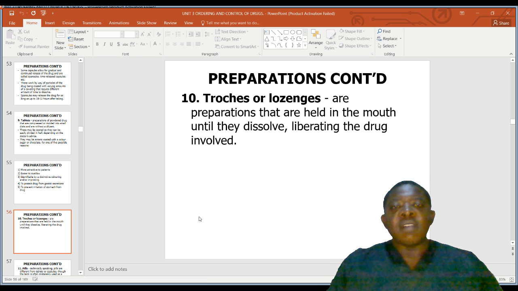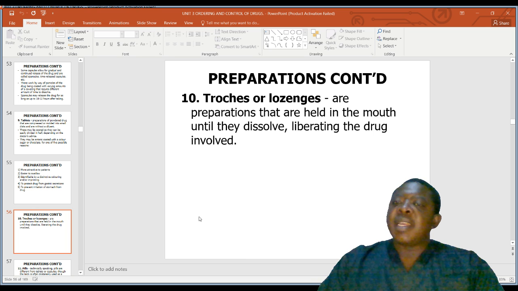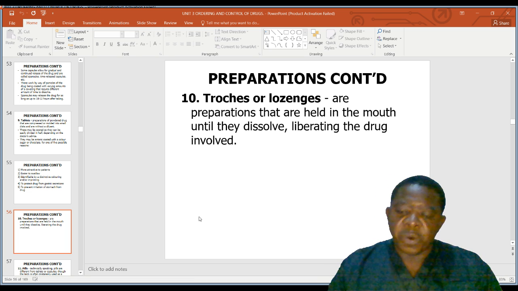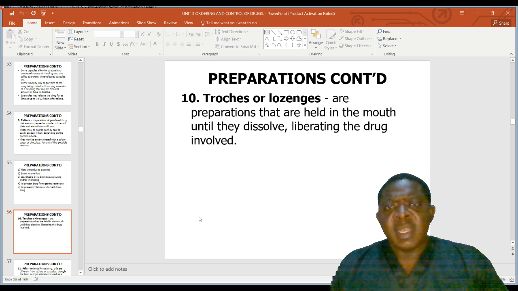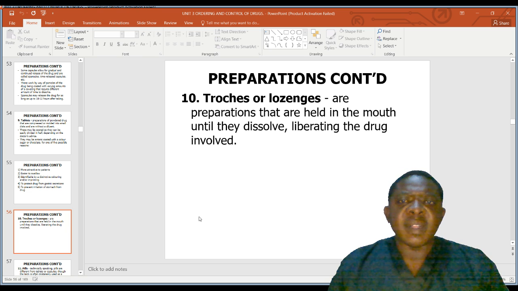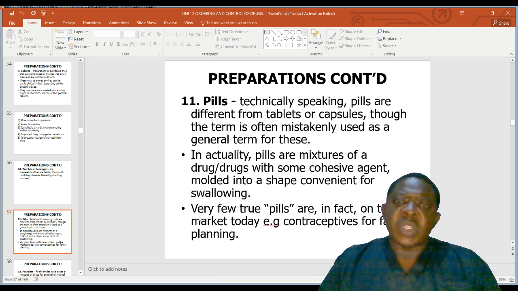Then we have troches or lozenges. These are preparations that are held in the mouth until they dissolve, liberating the drug involved. So, troches or lozenges, if someone has a cough, of course, there are a lot of lozenges out there that someone can lick so that the drug can be released.